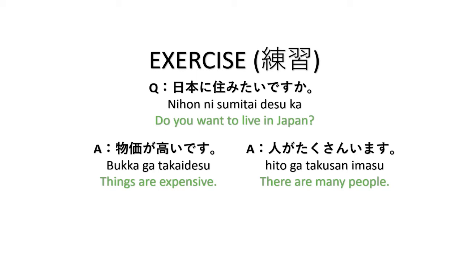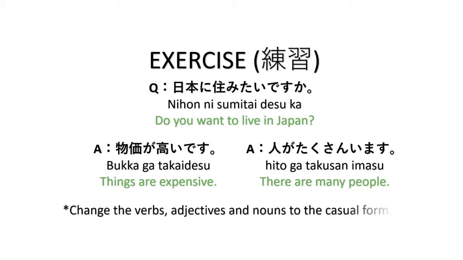So we use shi to add to the sentence for the explanation. Change the verbs and adjectives and nouns to the casual form before adding shi. Okay? So we do not use the polite form.